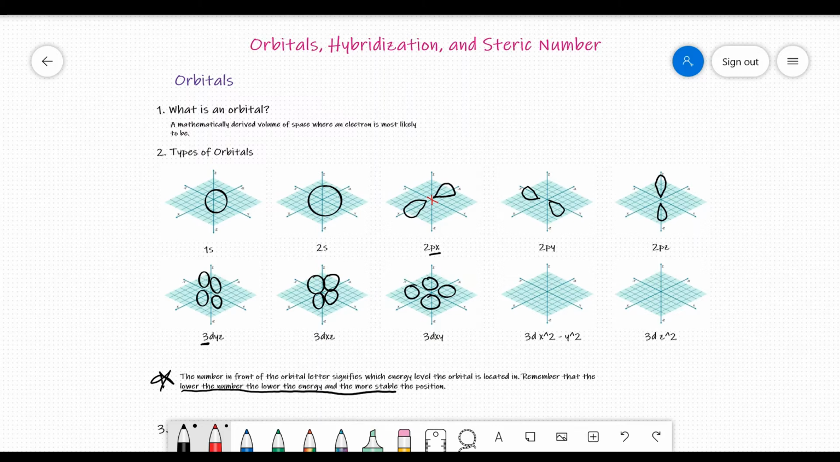Okay, now we're at x squared minus y squared. This one's a little bit different because we're actually going to draw the orbitals on each of the x and y axes, just like we did with our p orbitals. So we have 1, 2, 3, 4.